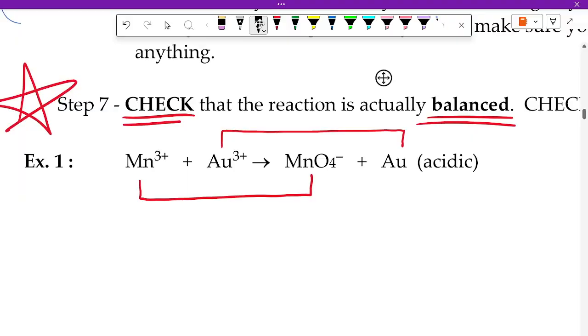So we have Mn3+ goes to MnO4-. Let us balance that. See how quickly you can do it.